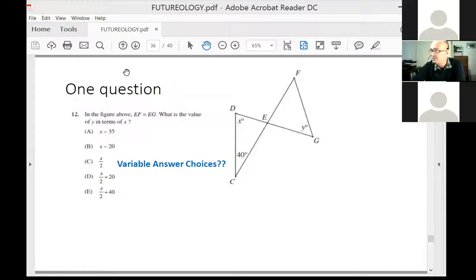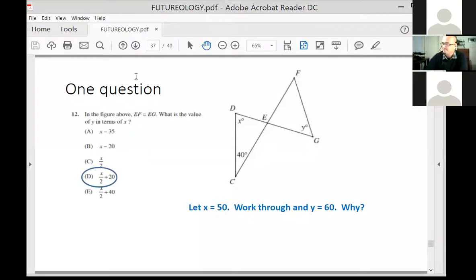So let me go back to our slide. The correct answer is D. If you let x equal 60, then y is going to be 50. I think it might also be that if x is 50, then y equals 60, but it doesn't matter.